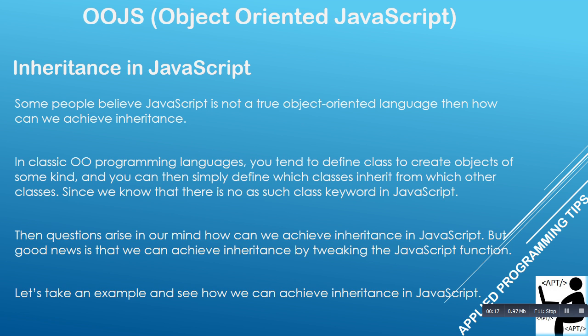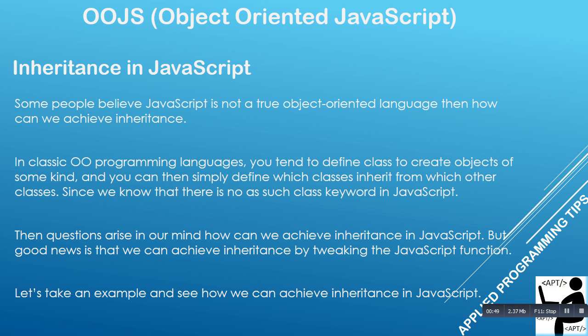Basically, we will focus on inheritance in JavaScript. So we know that JavaScript is a client-side scripting language. Some people believe JavaScript is not a true object-oriented language. Then the question is, how can we achieve inheritance? Since we know if we are doing Java, we are doing object-oriented programming, then we talk about inheritance, method overloading, and method overriding. So the question is, can we do that in JavaScript?